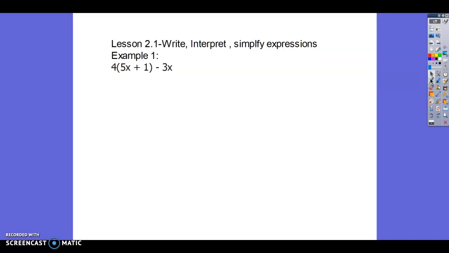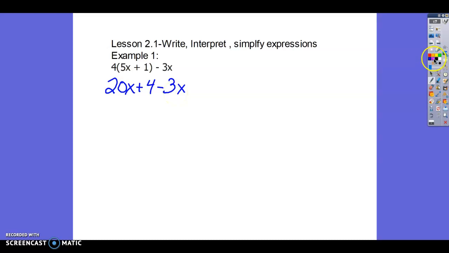So if we look at this first example, the first thing we see is the parentheses. And remember, the parentheses means that you have to distribute. That means you have to multiply the 4 by each term inside the parentheses. So 4 times 5x is 20x. 4 times 1 is plus 4. And then this is outside the parentheses, so you just bring it down.